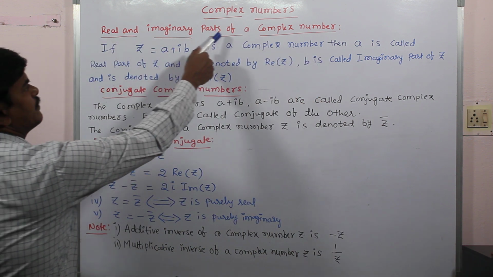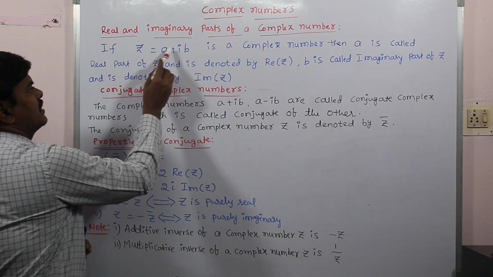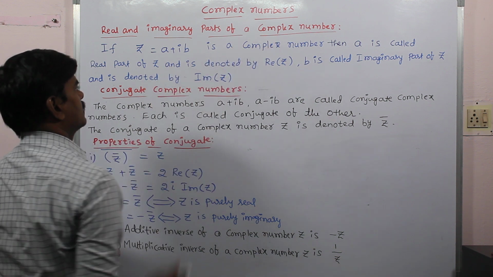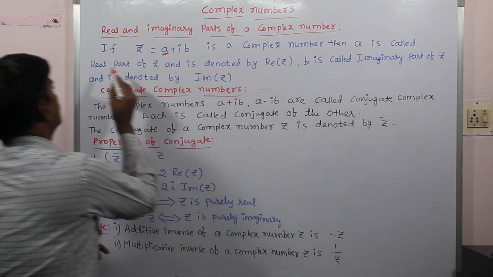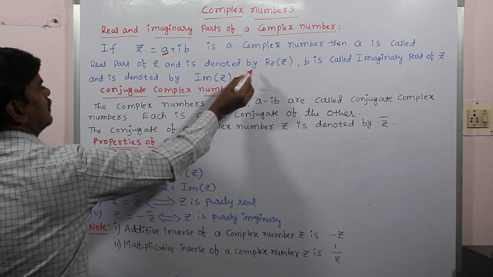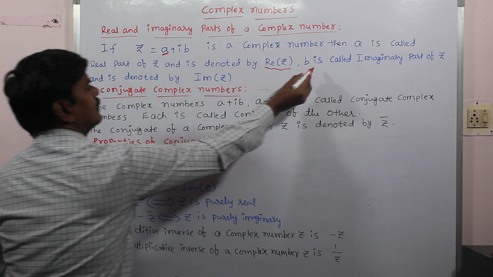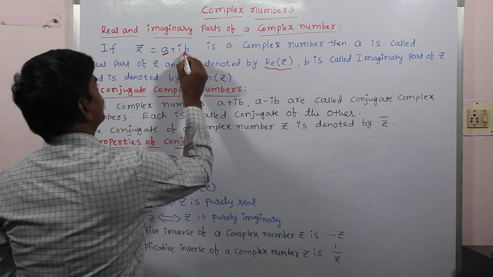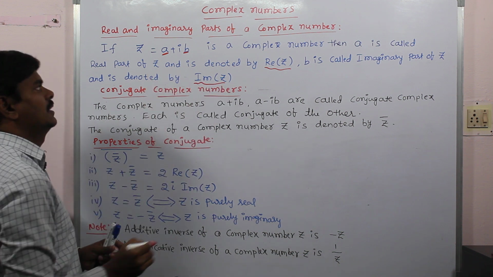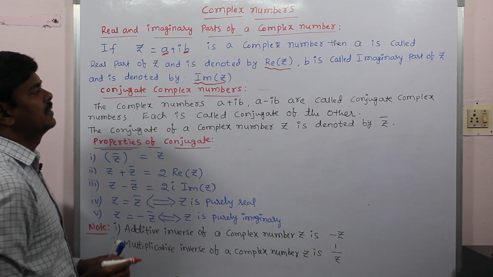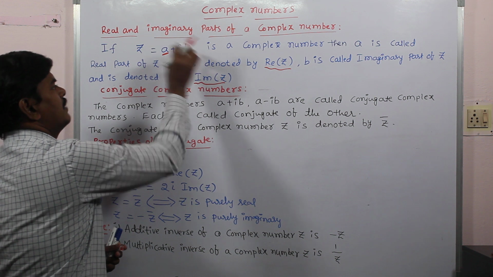Real and imaginary parts of a complex number. z = a + ib is a complex number. Then a is called the real part and is denoted by Re(z). b is called the imaginary part of z and is denoted by Im(z). That means every complex number has two parts, namely a real part and an imaginary part.